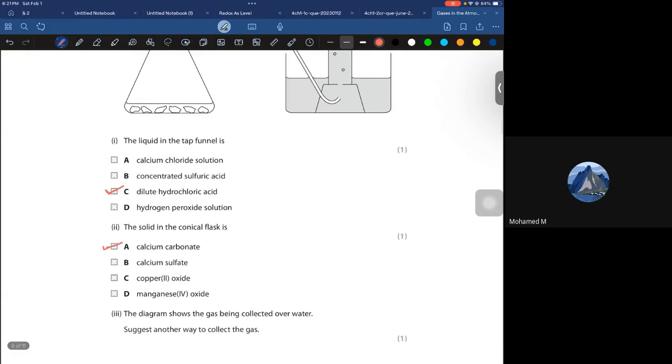The diagram shows the gas being collected over water. Suggest another way to collect the gas. Is carbon dioxide heavier than air or lighter than air? What do you think?